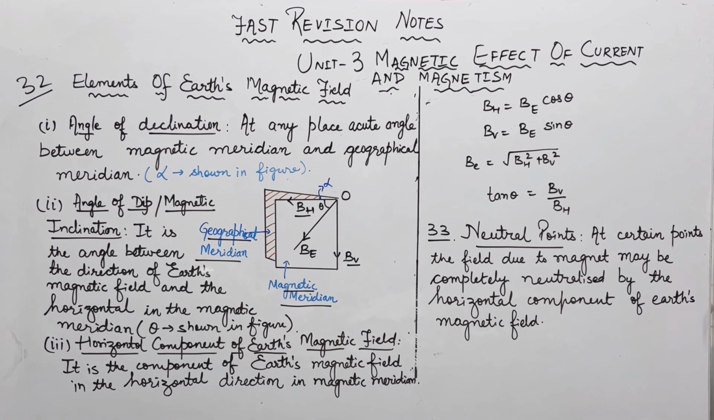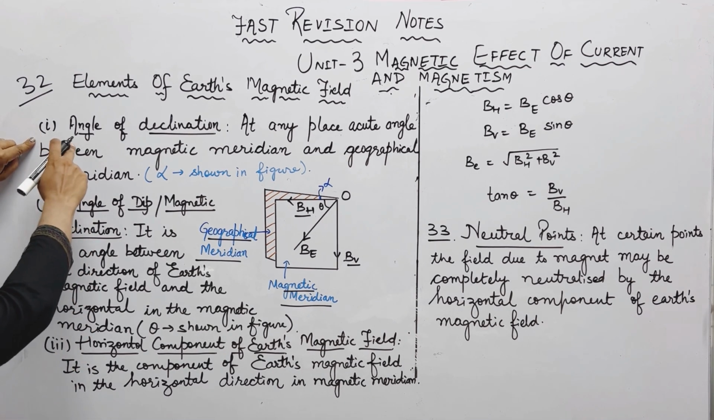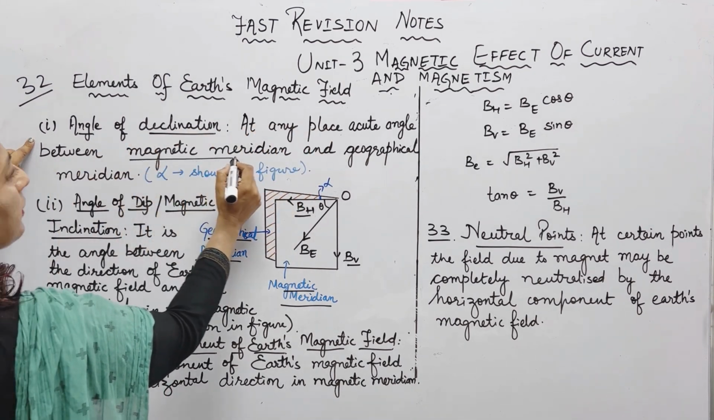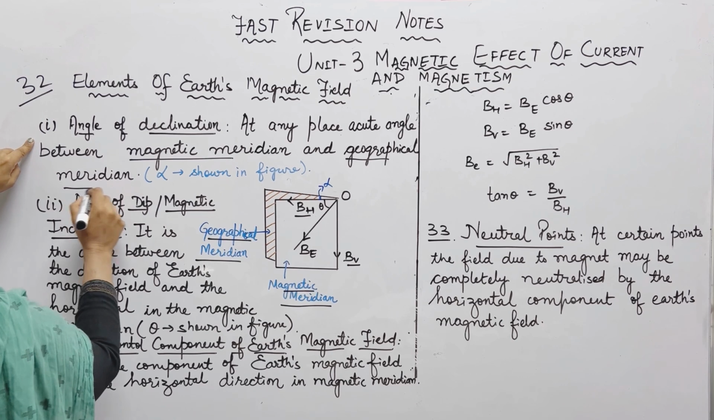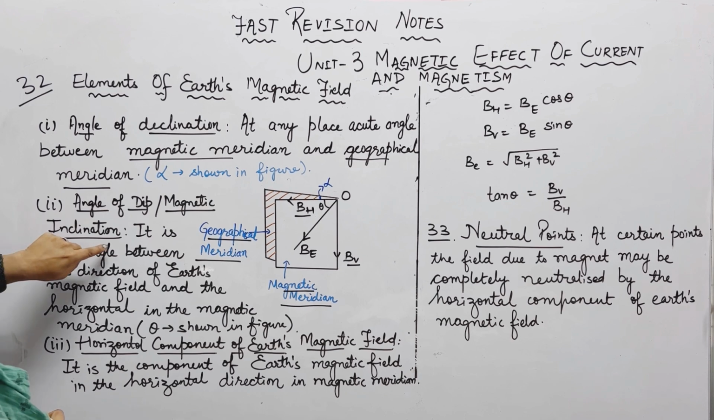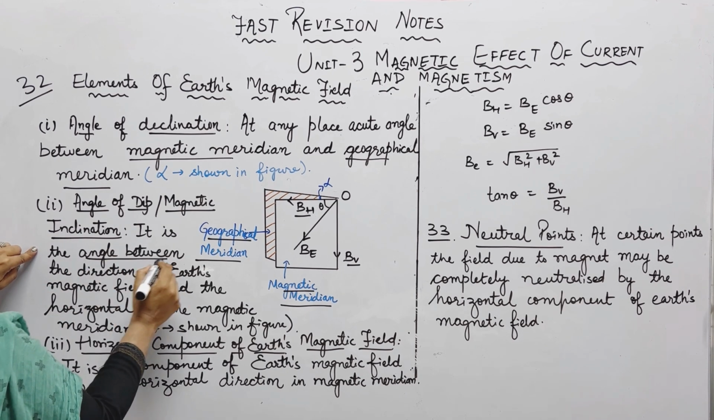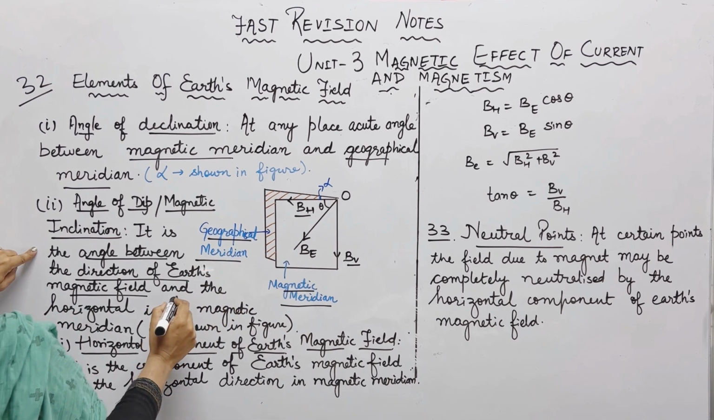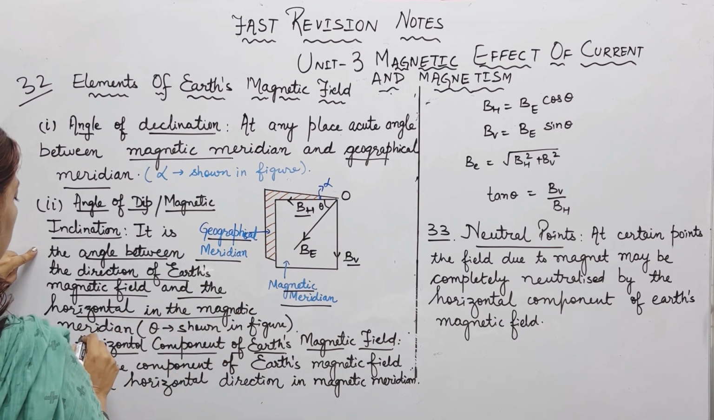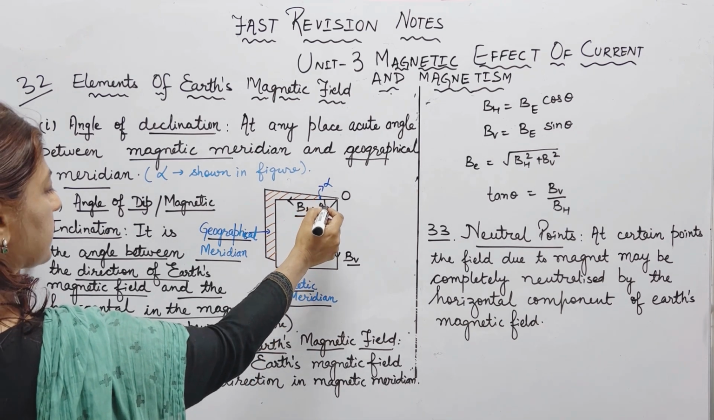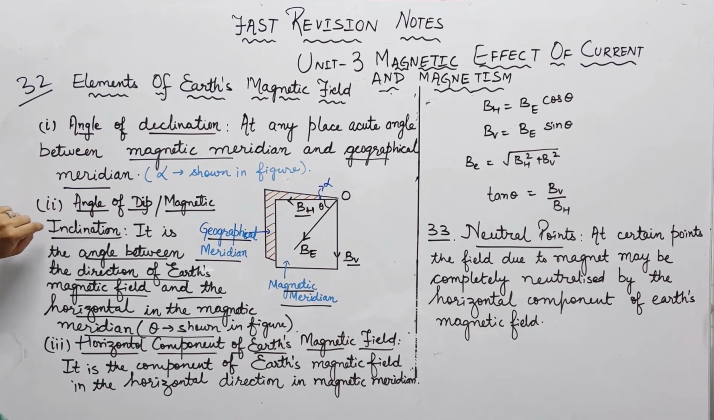So let us go by the statements. The angle of declination at any place is the acute angle between the magnetic meridian and the geographical meridian, alpha, as shown in the figure. Next is the angle of dip, also known as magnetic inclination. It is the angle between the direction of Earth's magnetic field, that is BE, and the horizontal in the magnetic meridian. This is BH, the horizontal component. And this angle theta is the angle of dip.